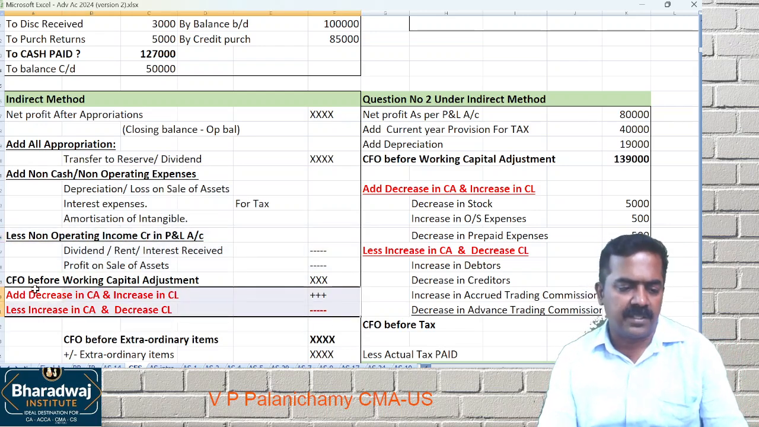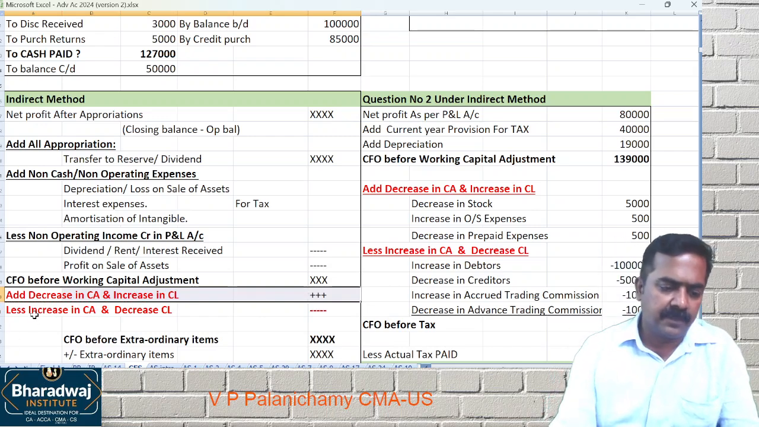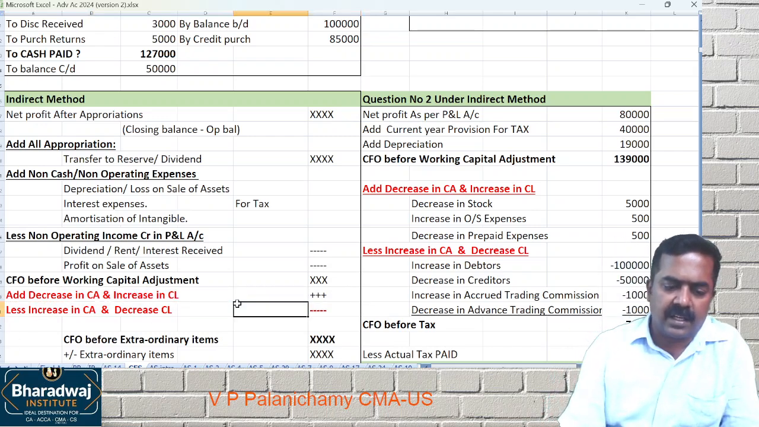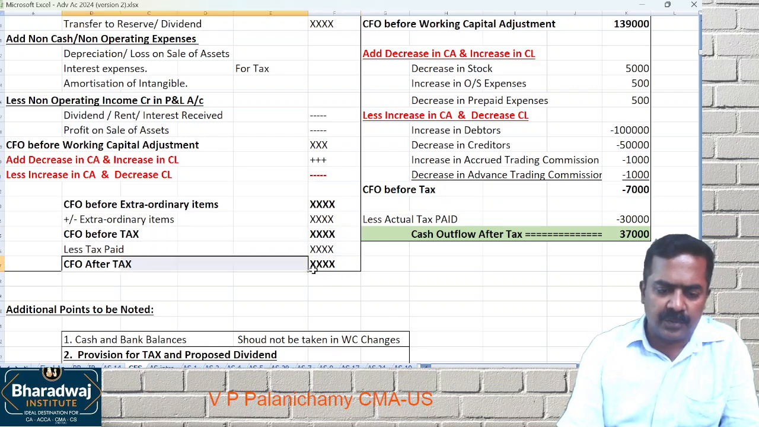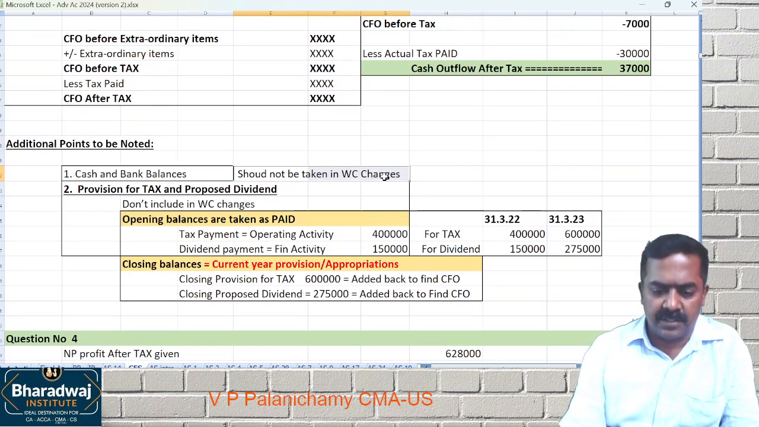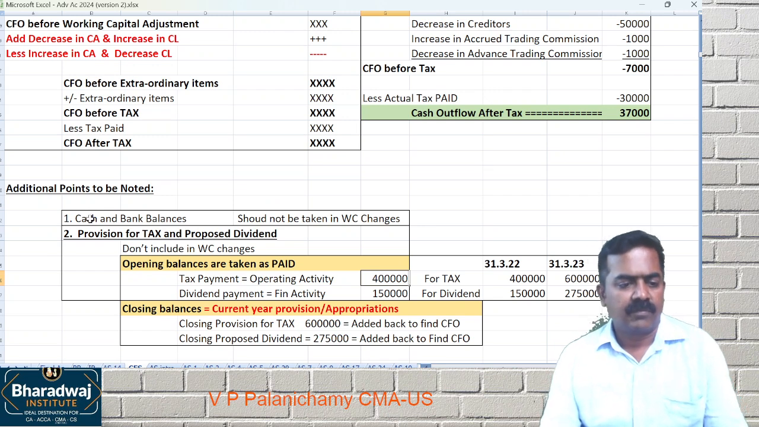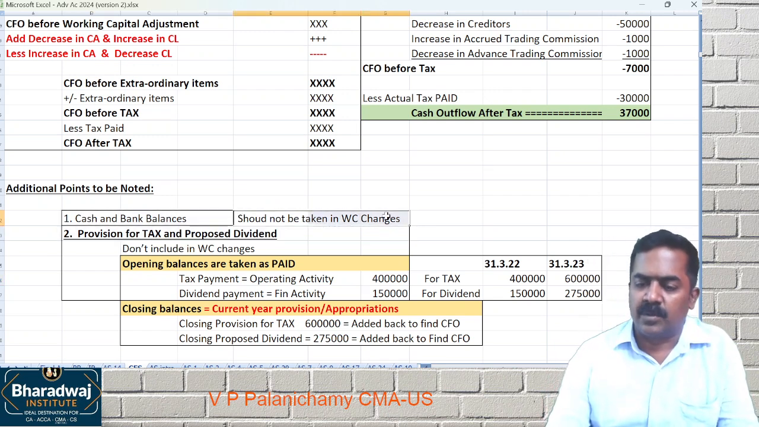Adjust for working capital changes like decrease in current asset, increase in current liability, cash comes in. Increase in current asset, decrease in current liability, cash goes out. Then we adjust for tax, we get what? CFO after tax. In this, cash and cash equivalents should not be taken in working capital changes. Cash and bank balances should not be considered in working capital changes.